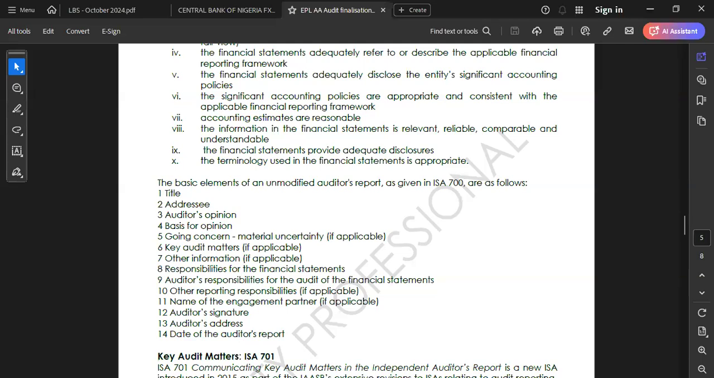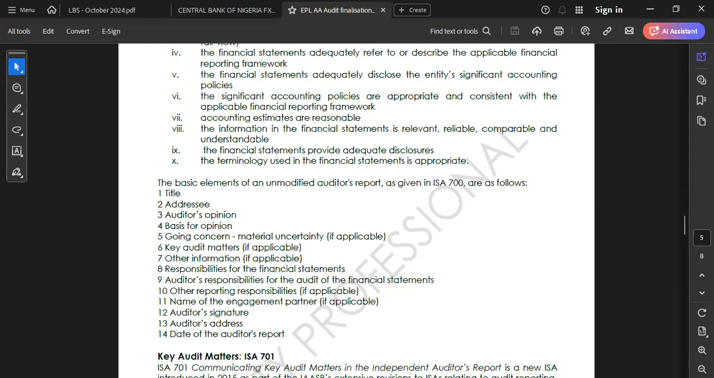You must always have 8. 8 is responsibility for financial statement. Then 9 too, you must have that. The auditor's responsibility. What is the auditor's responsibility? The auditor is responsible for carrying out the audit, whereas the responsibility for financial statement lies with who? Management. Then maybe other reporting, that one is not so important.